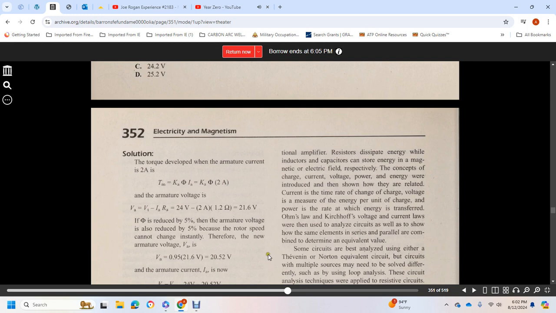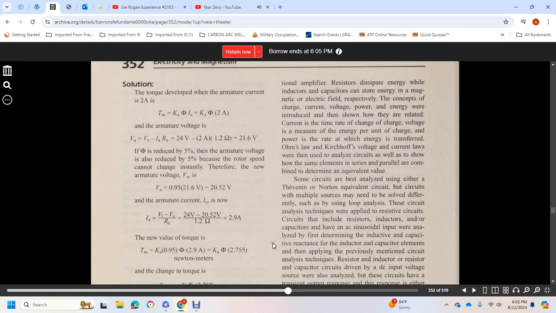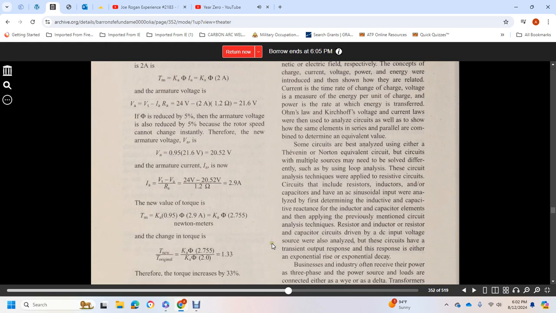Ohm's law and Kirchhoff's voltage and current laws were used to analyze circuits, as well as to show how elements in series and parallel combine to determine the equivalent value. Some circuits are best analyzed with a Thevenin or Norton equivalent circuit. Circuits with multiple sources may need to be solved differently, such as by using loop analysis.